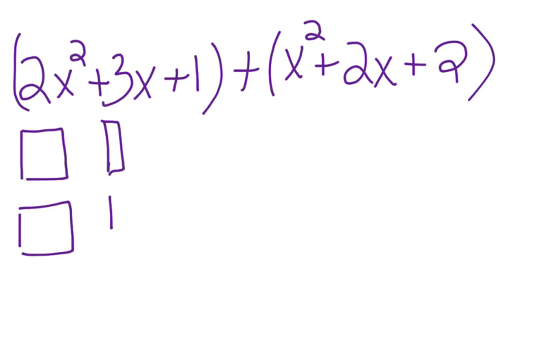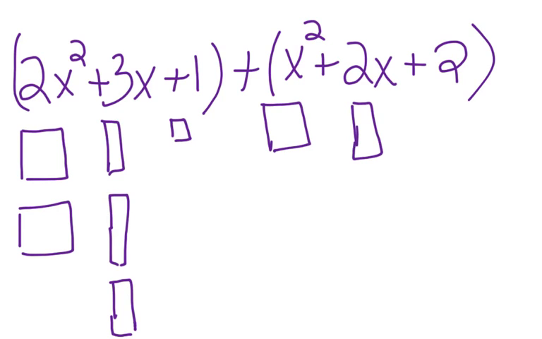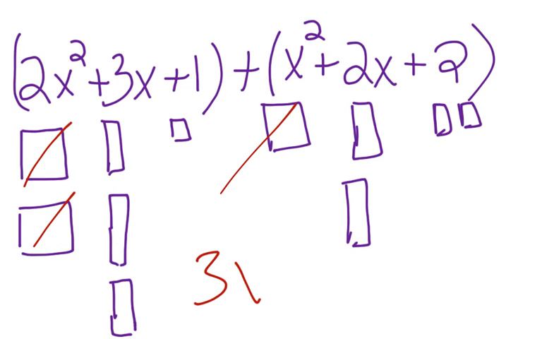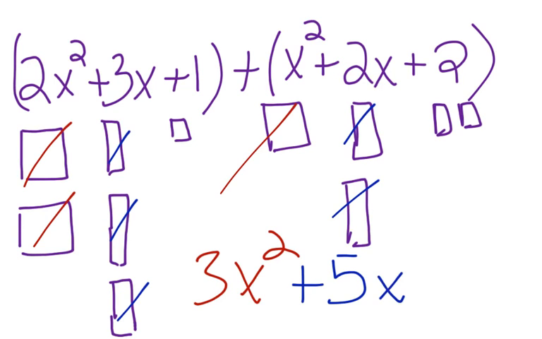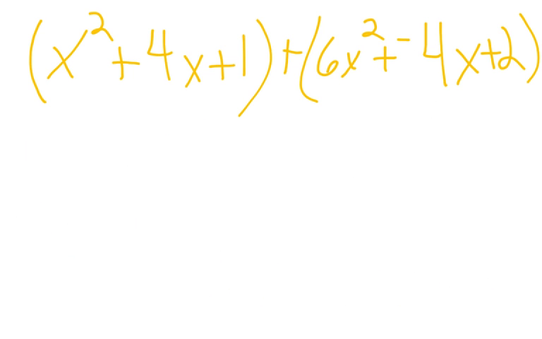you have 3x tiles, you have 1 x squared tile, 2x tiles, and 2 unit tiles. And then you would count up all of the ones that you have that are alike. So I have 1, 2, 3 x squared, and I have 1, 2, 3, 4, 5 x tiles, and then I have 1, 2, 3 unit tiles. So the simplified expression for this would be 3x squared plus 5x plus 3.